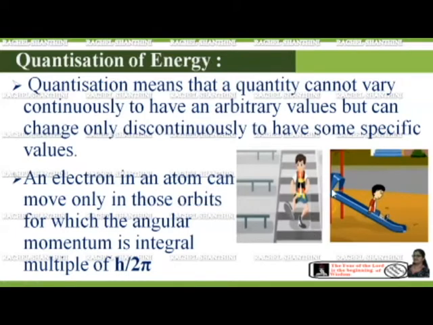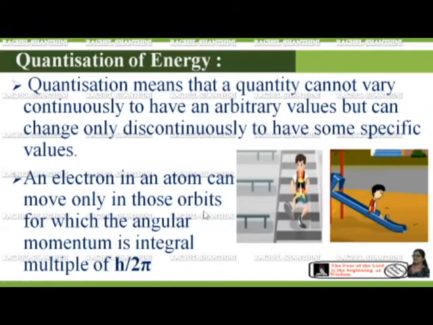But if the same boy moves down a slide, his energy changes continuously, and he can have any value of energy corresponding to any point of the slide. Energy in this case is not quantized. Likewise, according to Bohr's atom model, an electron in an atom can move only in those orbits for which the angular momentum is the integral multiple of h by 2 pi.